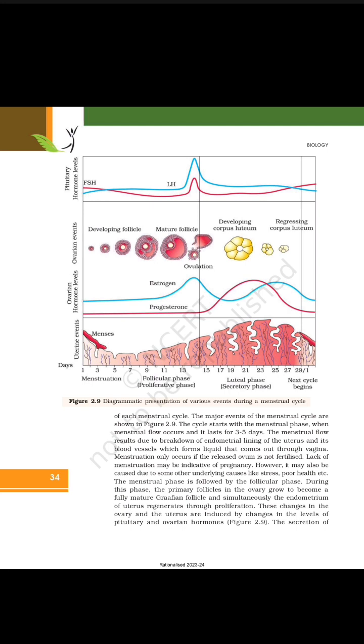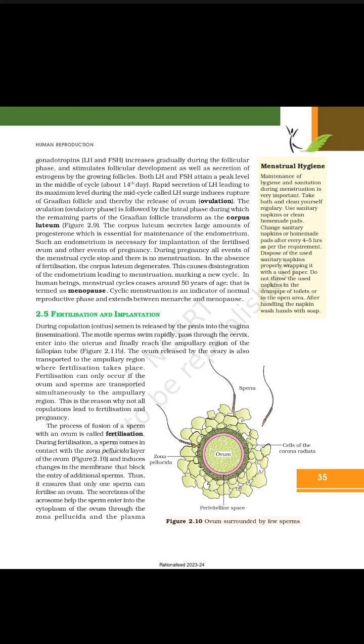The menstrual phase is followed by the follicular phase. During this phase, the primary follicles in the ovary grow to become a fully mature Graafian follicle, and simultaneously the endometrium of the uterus regenerates through proliferation. These changes in the ovary and uterus are induced by the changes in the levels of pituitary and ovarian hormones. The secretion of gonadotropins, LH and FSH, increases gradually during the follicular phase and stimulates follicular development as well as secretion of estrogens by the growing follicle.